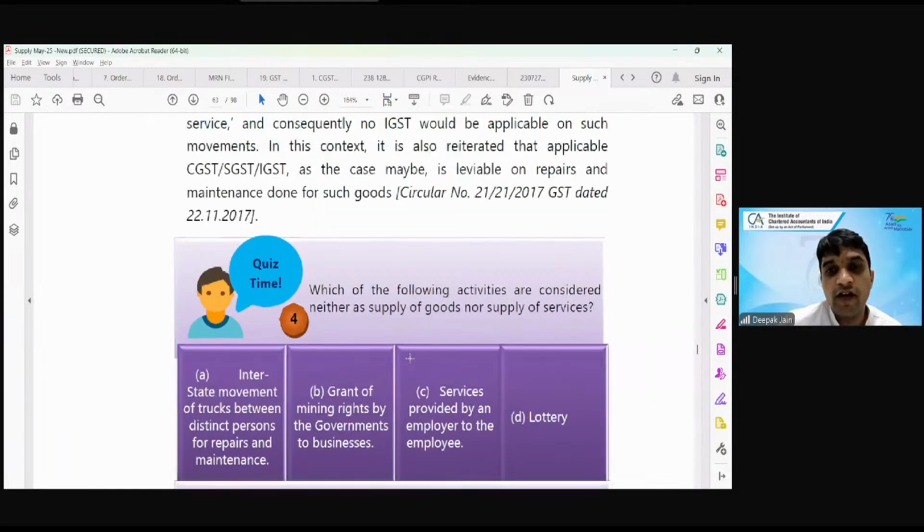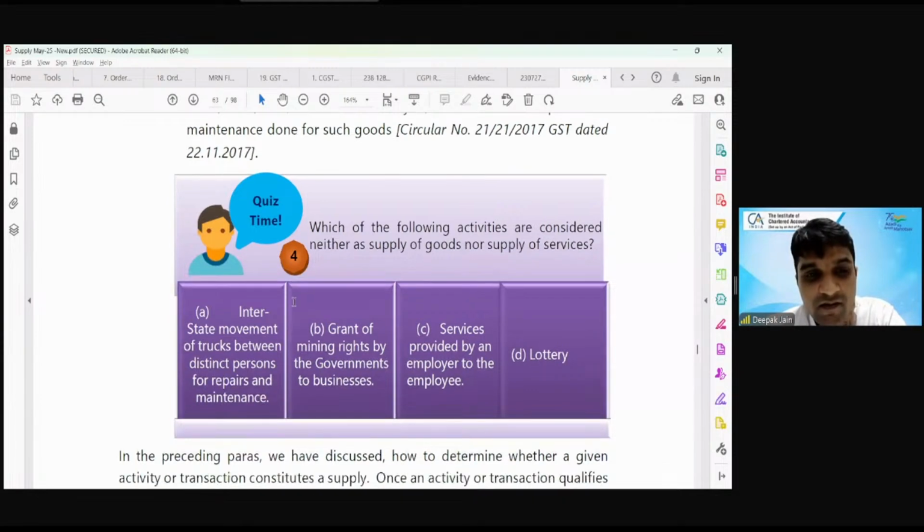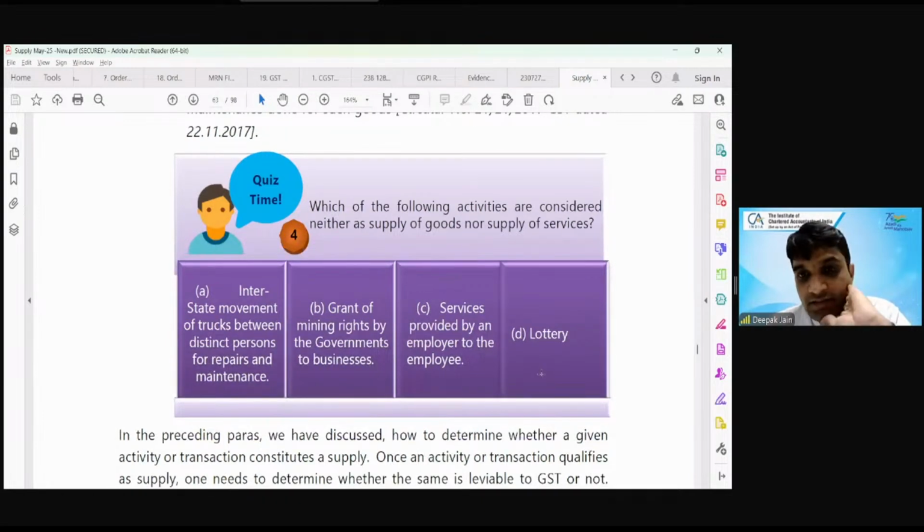Which of the following activities are considered neither as supply of goods nor supply of services? Interstate movement of trucks between distinct persons for repairs and maintenance, grant of mining rights by the government, services provided by the employer to the employee, and lottery. What is the correct answer according to you?